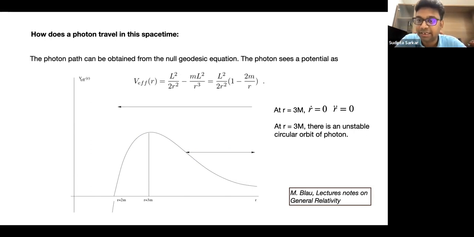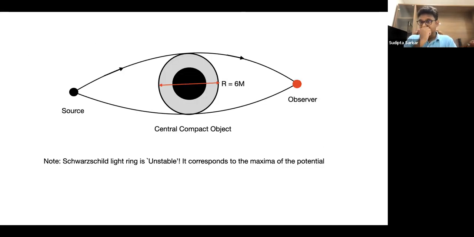You can clearly see that at r equal to 3M, both r dot and r double dot vanish, with respect to an affine parameter. I should not say proper time, because it's a null geodesic. This is a circular orbit allowed by the geometry. This is what we call the light ring. So this is the heuristic picture for the light ring. There is a source and an observer, and light coming from the source to the observer. If the impact parameter is less than the critical value, then the light goes in and ultimately hits the horizon.